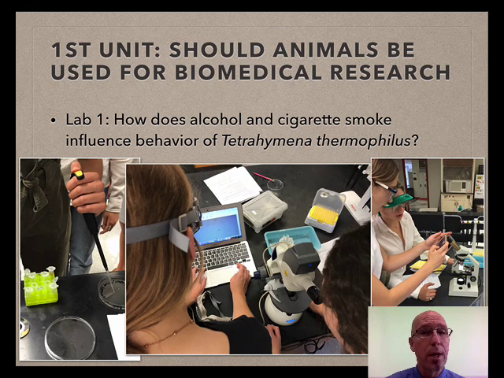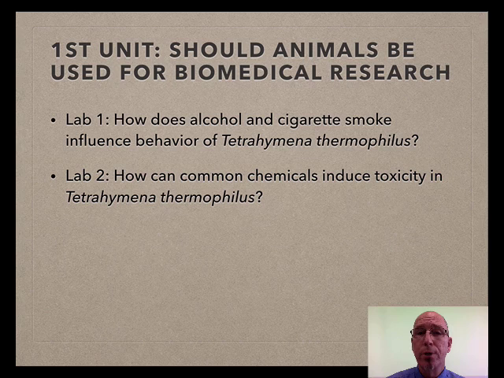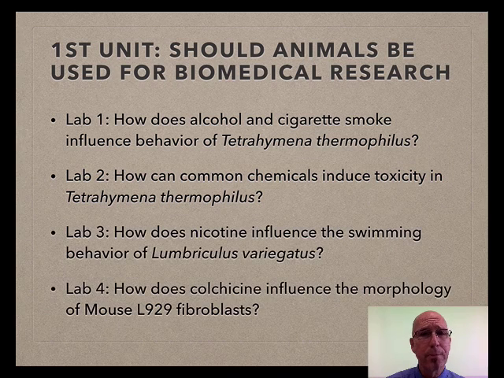Eventually, they're going to come up with a claim, have some evidence, and then some reasoning behind it to support their work. We're also going to do 3 other labs in this unit about animal research. Another one dealing with Tetrahymena, another one with some wee beasties called Lumbriculus variegatus. They're small, kind of like miniature earthworms, but they're not, they're aquatic.